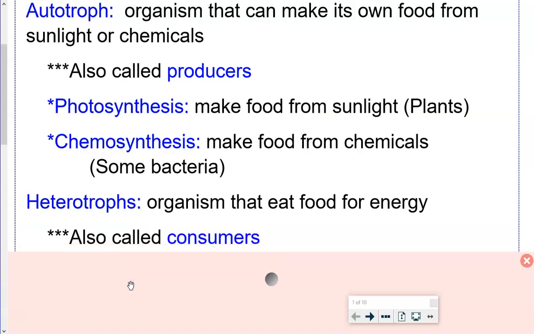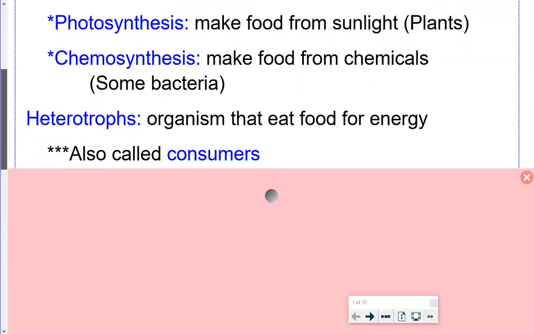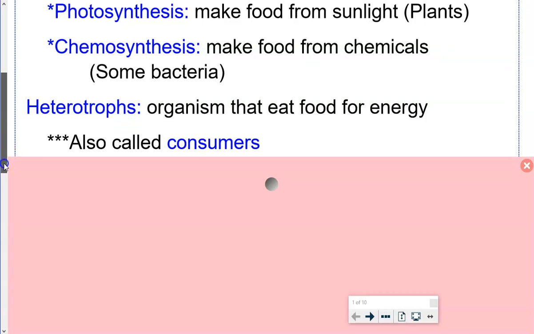And these guys also have another name. They are called consumers. So you can't make your own food, you just consume it. So you can see autotroph and heterotroph are opposite words. Producer and consumer are opposite words. And just like above, heterotroph and consumer mean the same thing. Doesn't matter which one you choose to use. Now if you find you're falling behind on writing, you can always pause the video. But for those of you that are fast writers, I'm going to keep going here.